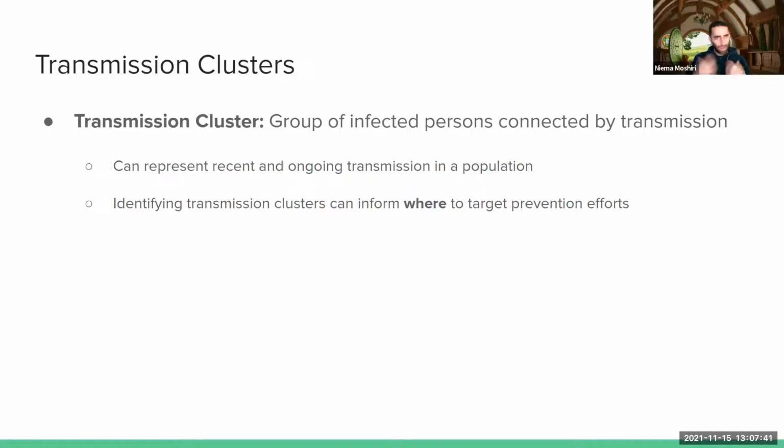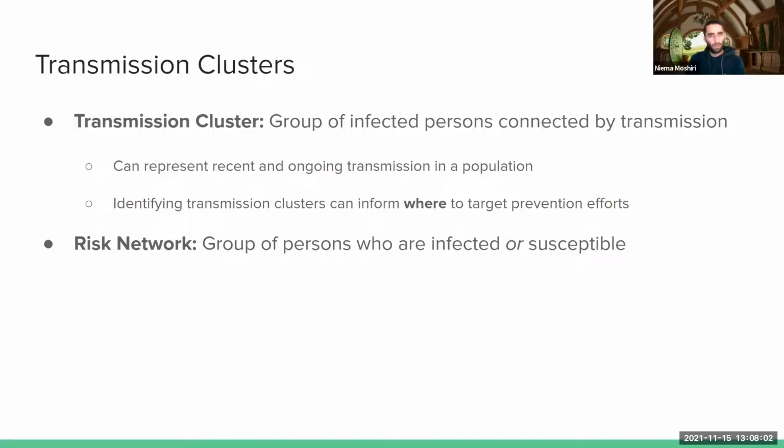Or if masks are limited, maybe we can try to give free masks to people in demographics that we think are correlated with big transmission clusters. So if we can identify where those individual transmission clusters exist, we can allocate resources to try to prevent the spread of the virus there.